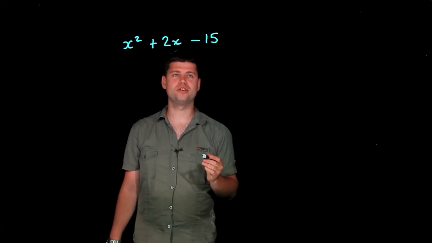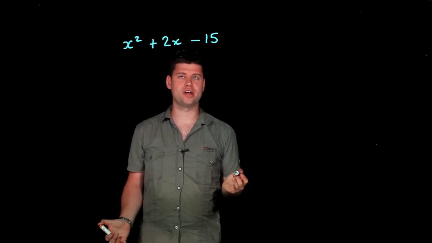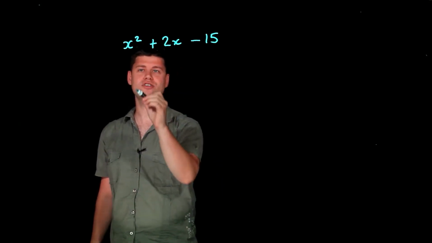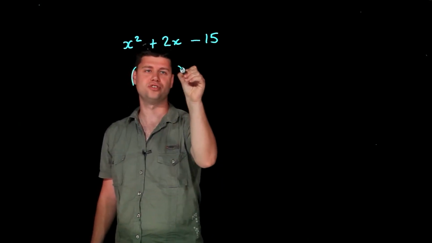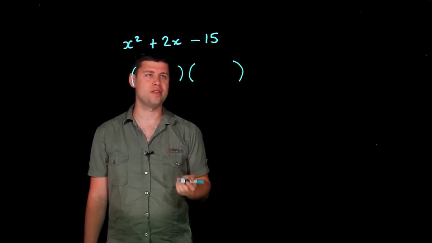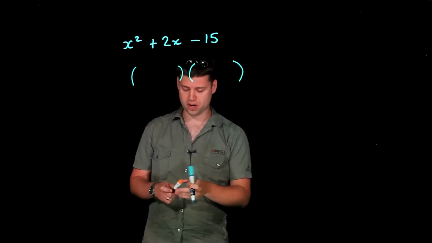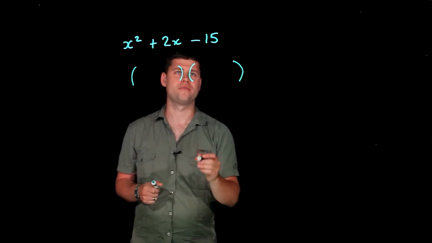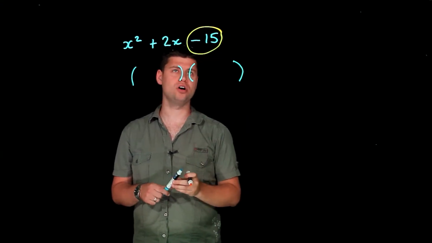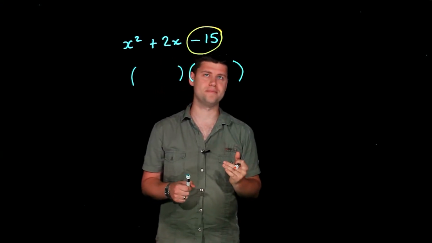then we will find that one of the numbers that we're going to end up with at the end is not going to be positive. So again, we're going to be looking to put our solutions into two sets of brackets. And the first thing that we want to be doing is we want to think about what we can multiply to give us minus 15.